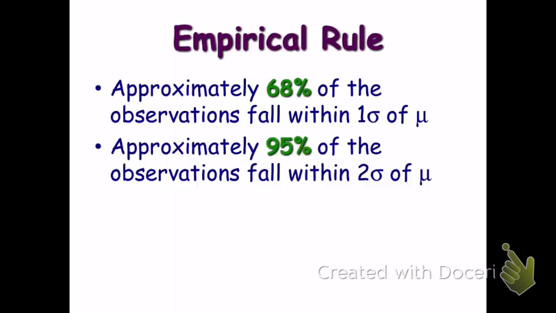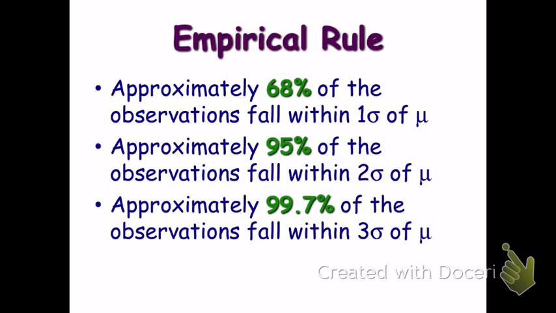The empirical rule, you've got 68, 95, 99.7. You do need to memorize those numbers, but like I said, the calculator does do area under the curve for you.